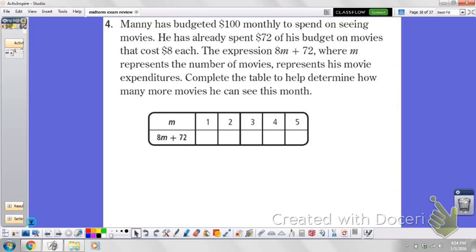So, we have a table with values for months and then our expressions. So we just need to fill in our table by substituting M values. So when you substitute in 1, you will get 80. When you substitute in 2 to the expression, you get 88. When you substitute 3 into the expression, you get 96. And when you substitute 4 into the expression, you get 104. And when you substitute 5 into the expression, you get 112.